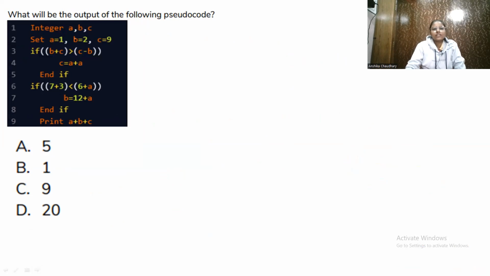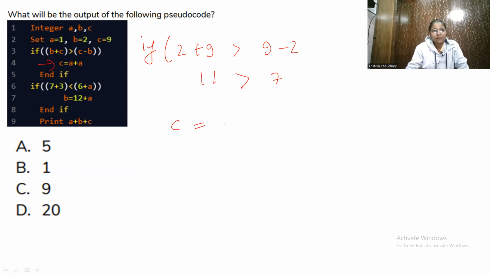Now, the next question. Here there are three integers a, b, c, and we are setting some values to them. Again, in the if part, we need to check a condition: b plus c. So b is 2 plus 9 is greater than c minus b. So c is 9 minus 2. So 2 plus 9 will become 11, and it will become 7. So the condition is true. We will again come into the if part, and we will update the value of c by a plus a. So the c value will become 2.